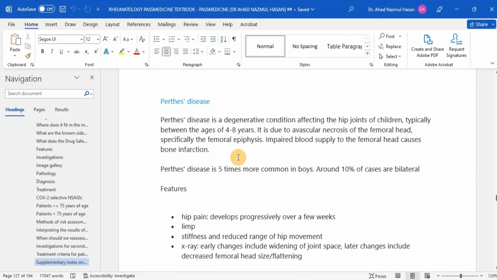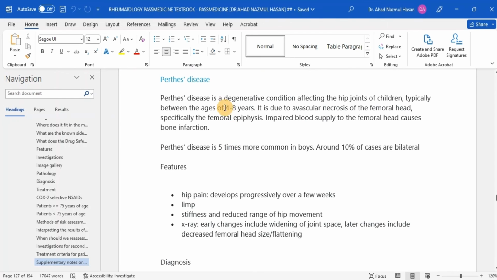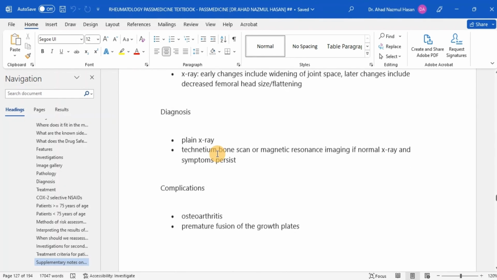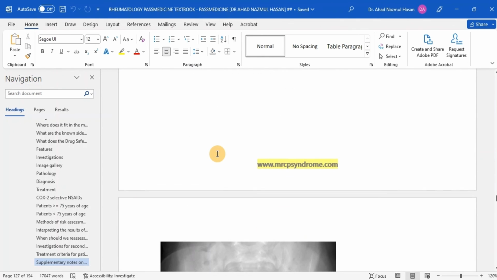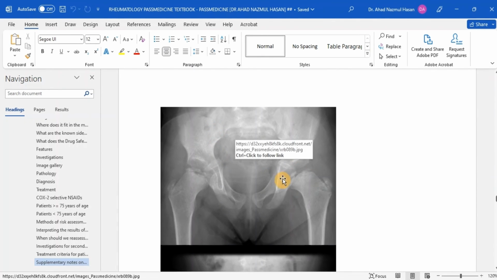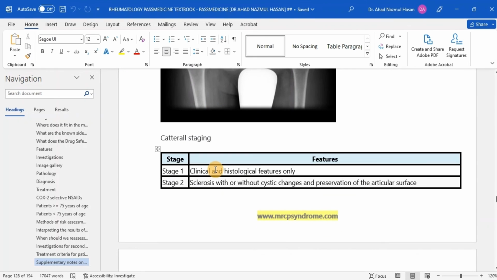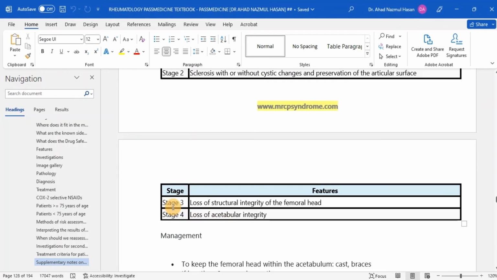Perthes disease predominantly affects young patients, 4 to 8 years, and this is usually bilateral, and so there will be severe destruction of the femoral head as well as the acetabular socket. And there are stages. This is known as the Catterall staging. So you can just remember this: stage 3 and 4. Stage 3 would be loss of structural integrity of the femoral head, and stage 4 would be loss of acetabular integrity.